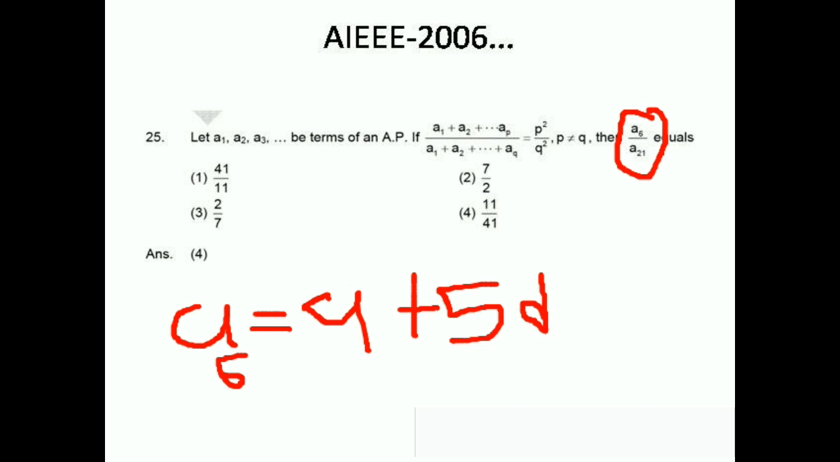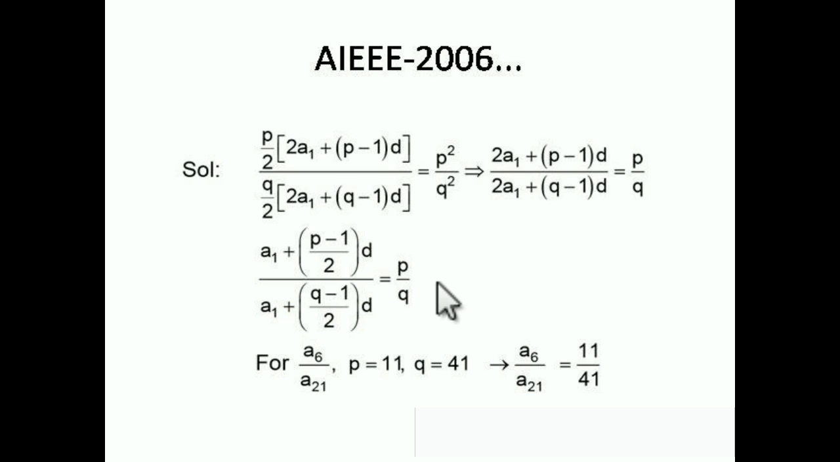So here we have the first term. a1 is the first term, and (p minus 1) by 2 gives us 5d here. So (p minus 1) by 2 must be 5, that means p minus 1 is 10, that means p is equal to 11. For a21, (q minus 1) by 2 is 20, so q minus 1 is equal to 40, and q becomes 41.